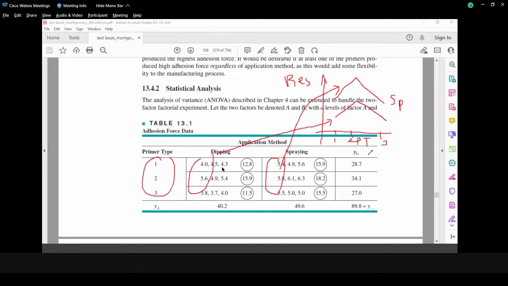The interaction plot of primer type and application method. This is how you construct it. Usually I like to ask you for the test or final to construct the interaction plot, based on the mean of this. This is called cell averages.